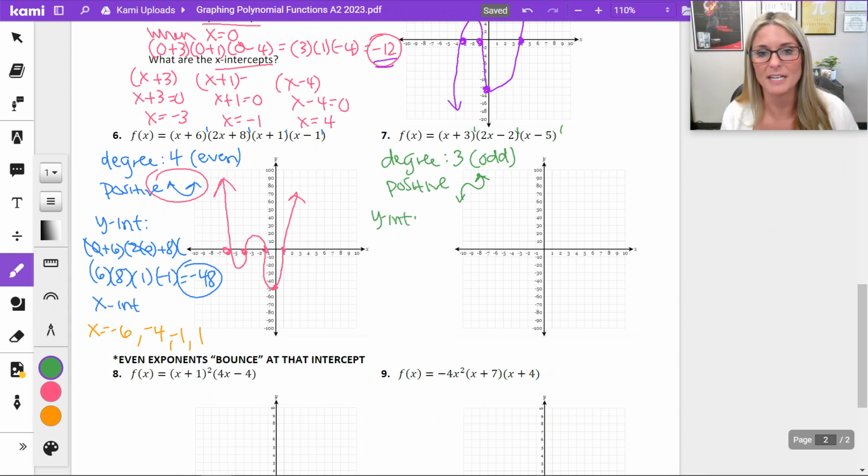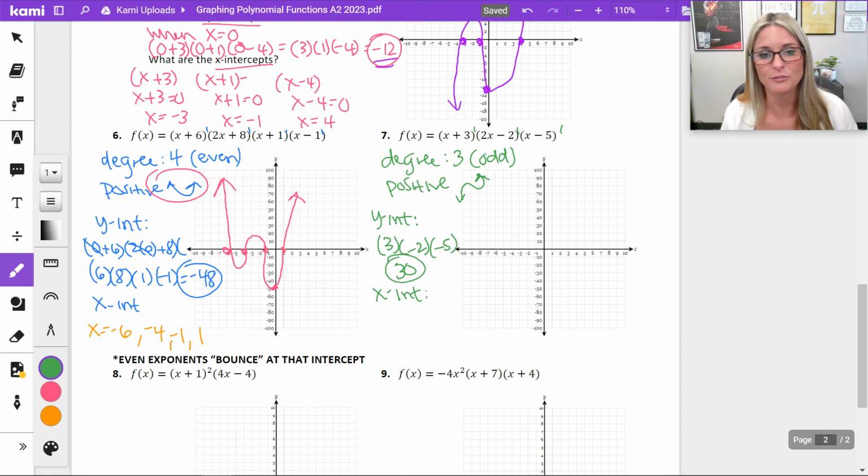The y-intercept, as I plug in zeros here, I'll have a 3 times a negative 2 times negative 5. So we'll have negative 6 times negative 5. We have a 30 as our y-intercept.